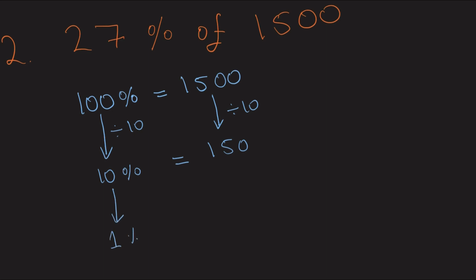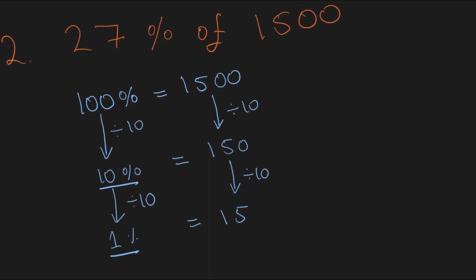Now I want to go to 1%. So to go from 10% to 1%, I have to divide by 10 again. And because I divided by 10 on this side, I have to divide the other side by 10 as well. And that gets me 15. So now that I've got 10 and I have 1, how can I get to 27?